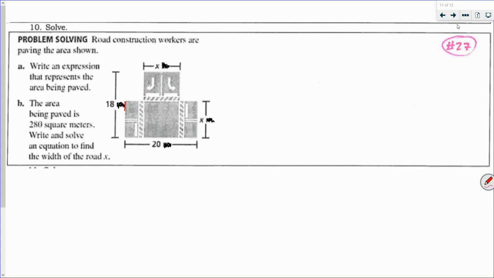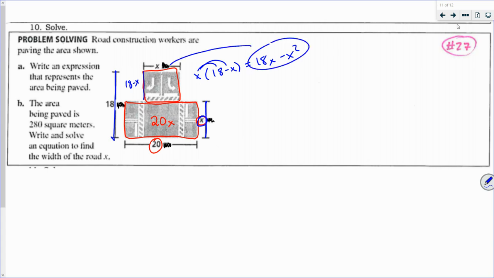My strategy is going to be to find this box, and then I'll find this box and I'll add them together. All right, so 20 times x, the area in here is 20x. The big thing about finding the area in this top box is we're still missing a side here, right? And what we realized was that 18 minus this x will have our remaining side. So then we go x times 18 minus x, do a distributive property, 18x minus x squared. So this represents the area of this top box.